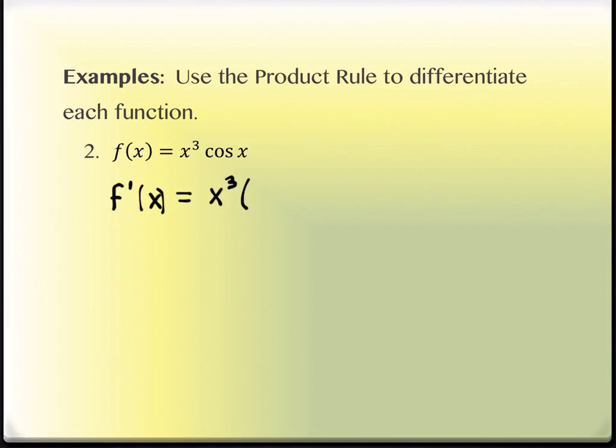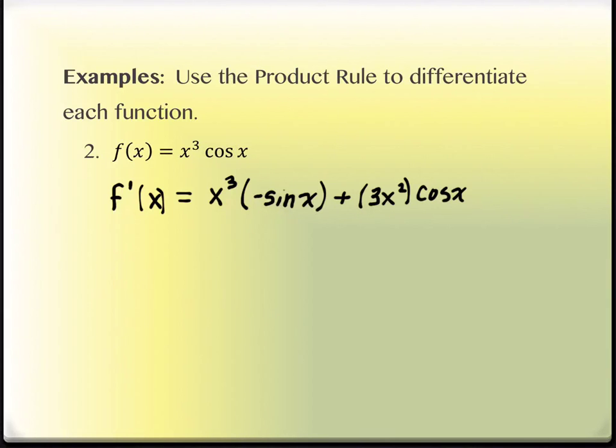Does anybody remember what the derivative of cosine x is? Good, you guys even remember the negative. Excellent. Negative sine of x. And then we've got an addition sign for the product rule. Now, in the product rule, I need to go back and I need to reverse the order, right? So what's the derivative of x cubed? 3x squared. Fabulous. And then I rewrite the second piece, cosine of x.